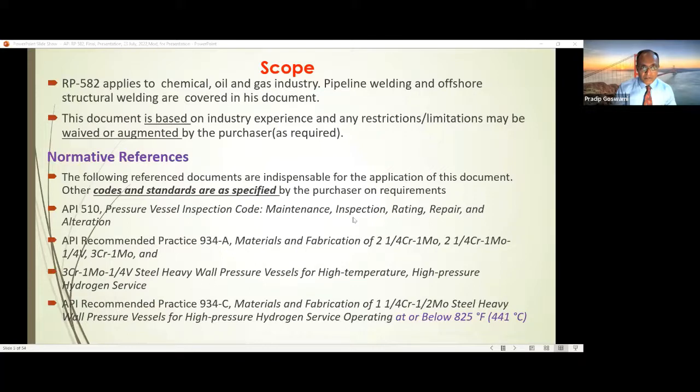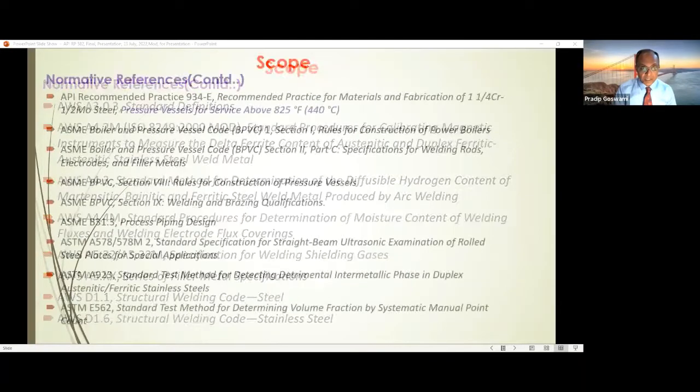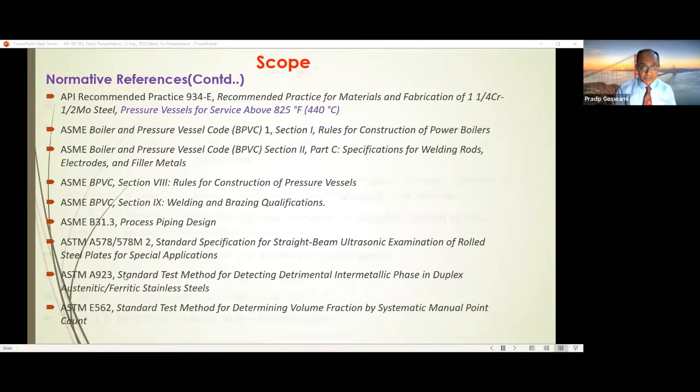Now, normative references, as you can see here: all the applicable API documents, API 510, API 934A, 934C, 934E, ASME Section 8, Division 1, ASME Section 1, that is rules for construction of power boilers, then ASME Section 2, Part C, Section 8, Section 9, then B31.3. All these boiler and pressure vessel codes are attached to, or reference, this RP 582. At the same time, various ASTM specifications also, ASTM A578, you can see here 932, E562. Those are specific ASTM specifications, and they are also addressed in this RP.